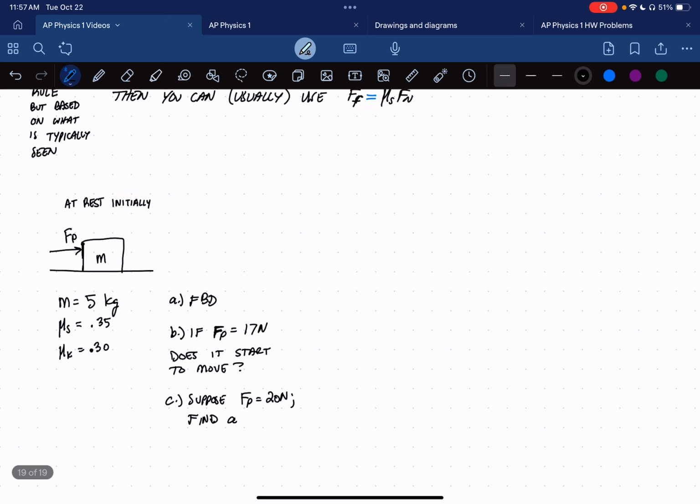Okay, let's jump into another example. This object is at rest. We're pushing on it with a force Fp. The mass is 5 kilograms. Mu sub s is 0.35 and mu sub k is 0.3. Let's first draw a free body diagram for part A.